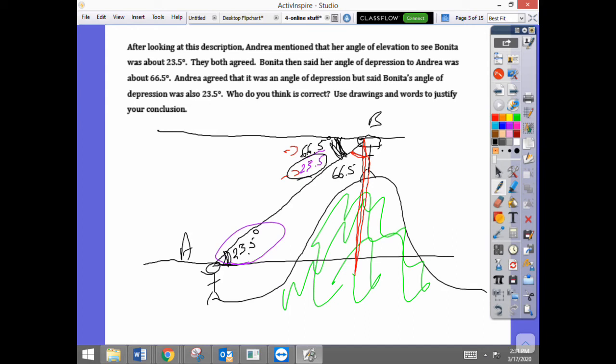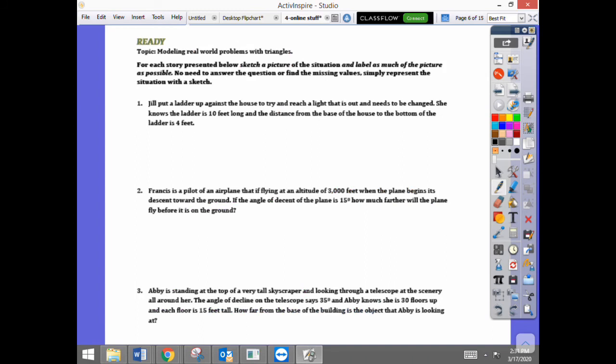So what I want you to do for the rest of this module, at least here, is we've got some pictures here. Just draw them. Draw them and see if you can identify an angle of depression and an angle of elevation. What has an angle of elevation? What has an angle of depression? You need not find anything, but just draw the picture. So like number one, Jill put a ladder up against the house to try and reach a light that is out and needs to be changed. She knows the ladder is 10 feet long and the distance from the base of the house to the bottom of the ladder is 4 feet.